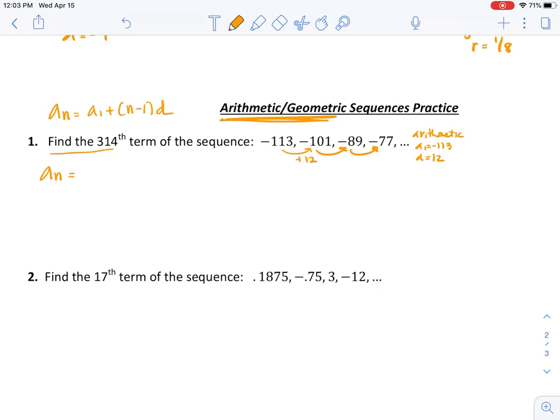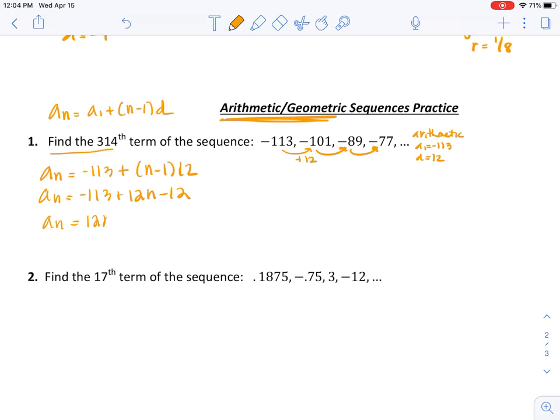Okay, and yes, you can make a compilation of all your formulas. We will do that on the review day for the test or the assessment. But it's nice to start organizing them yourself right now. All right, so a sub n equals my first term, which was negative 113, plus n minus 1 times 12. Remember, for arithmetic, we want it to look like a line. So distribute. A sub n equals negative 113 plus 12n minus 12, and then combine like terms.